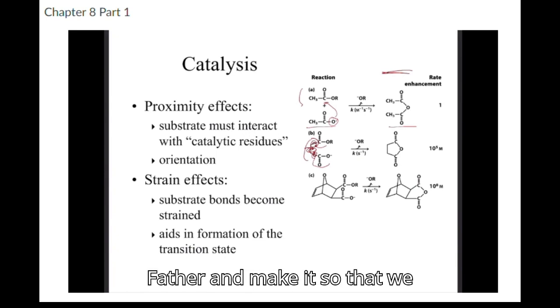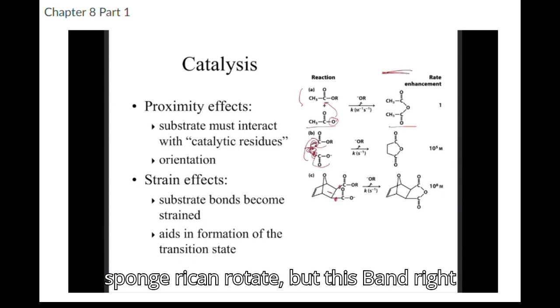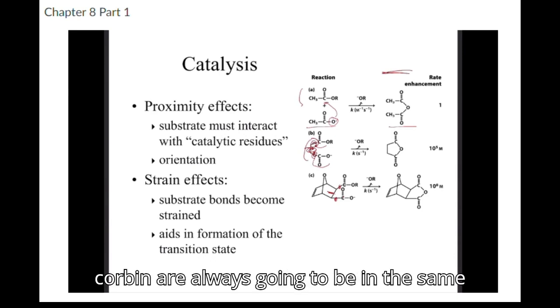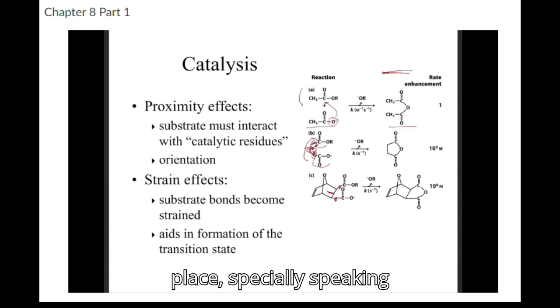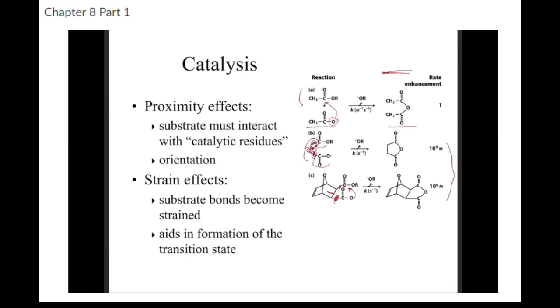So if we take this a step further and make it so that we can't have rotation about these bonds, this bond here we can rotate, this bond here we can rotate, but this bond right there is locked in place. As a result, this carbon and this carbon are always going to be in the same place, spatially speaking. So we just have to rotate about this bond here such that this oxygen can then attack that carbon. And from that, we get another 1,000-fold enhancement in the rate.